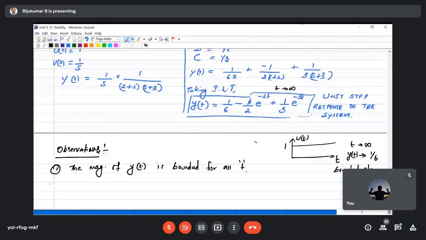Now, what about the exponents of the exponential terms? I have two exponential terms, right? Exponents in the sense, suppose I have an exponential term e^(at). The exponent is a, right? Exponent equal to a. So while seeing this, can you relate anything with poles?